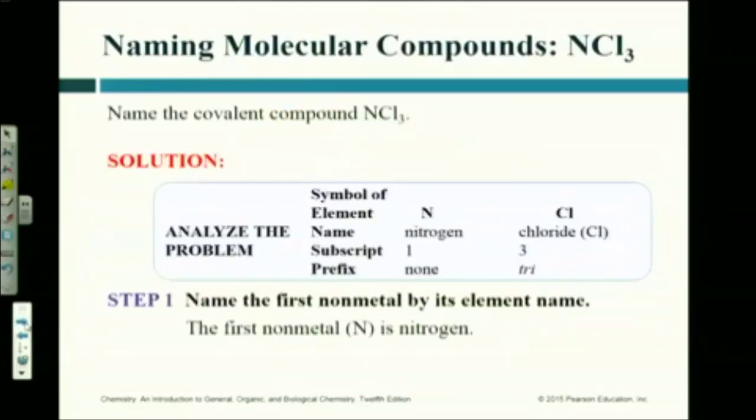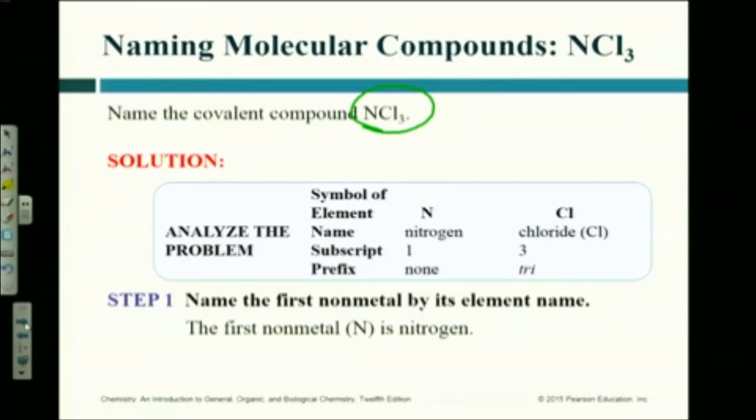Let's name some stuff. Let's practice. Is this a covalent compound? First question, is it ionic or covalent? It's covalent. How do you know it's covalent? Because it's two non-metals. Two nonmetals. So that tells me immediately I've got to use some prefixes.